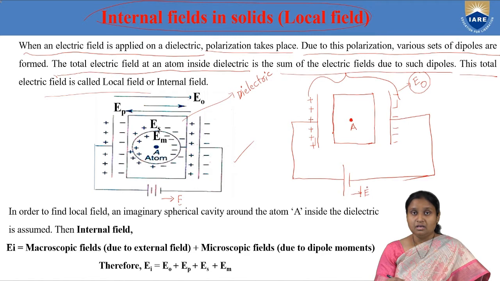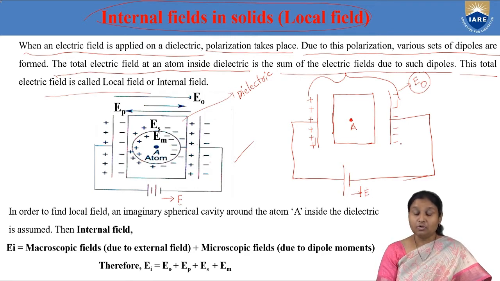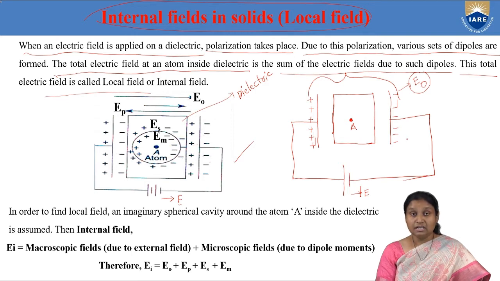Now next, what will happen because of these charges being developed on the capacitor plates is that there are induced charges, charges which are forcibly formed.